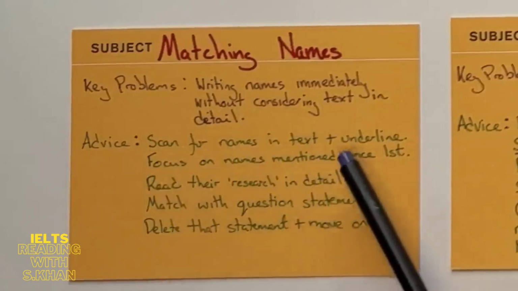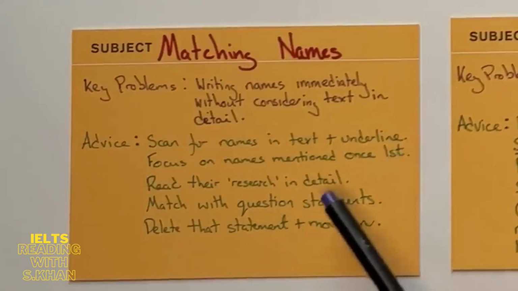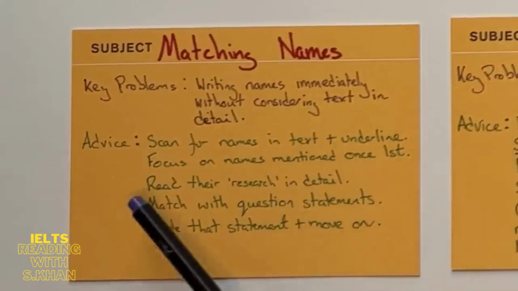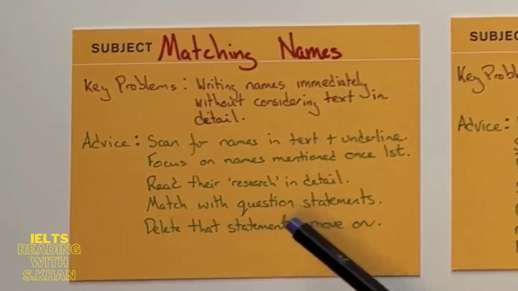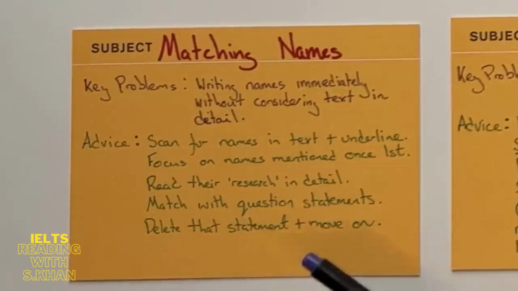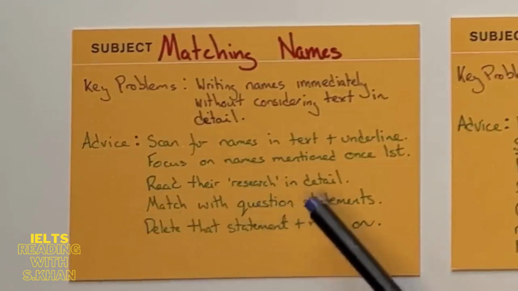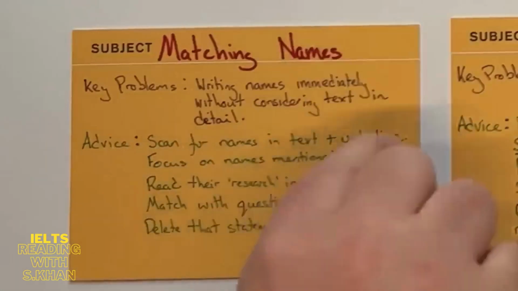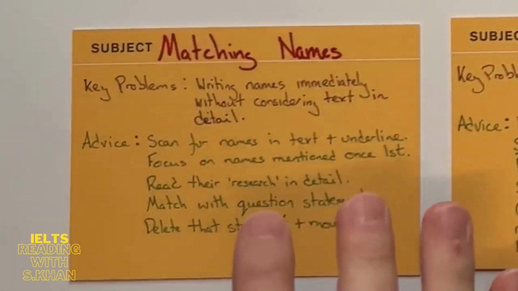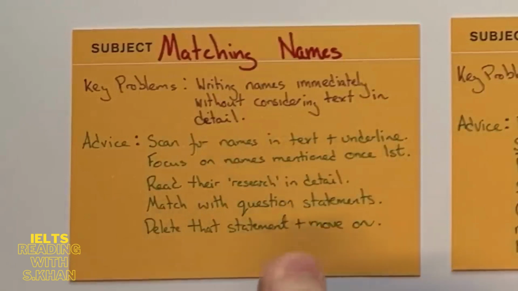And focus on the names that are mentioned once first. Some of the names will be mentioned 2, 3, 4 times. Some of the names will only be mentioned once. The ones that are mentioned once, try to find the answer to those first. Take those names that are only mentioned once and read their research in detail, because if they're only mentioned once, it will only be in a small part of the reading text. So you've located that already.